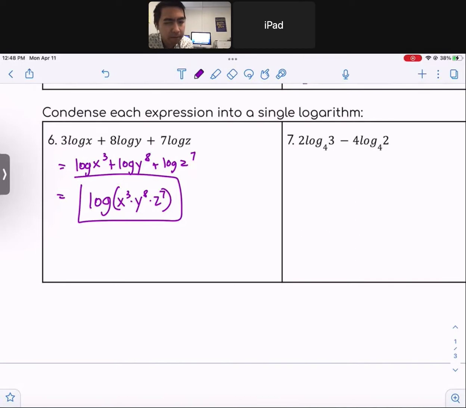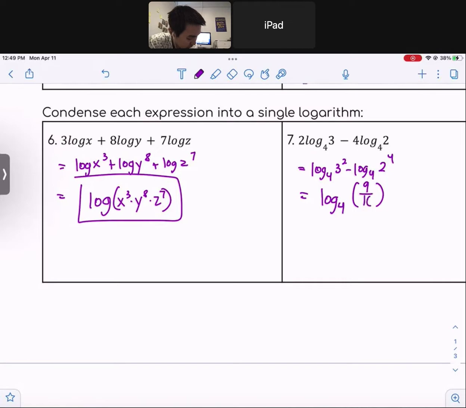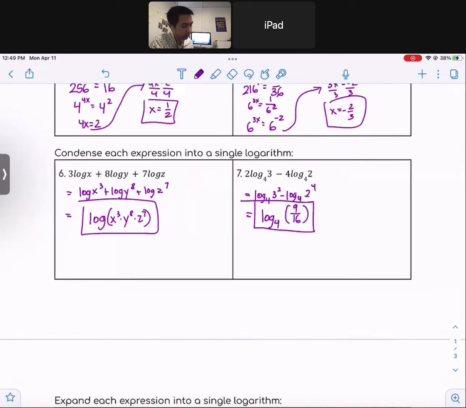Number 7. So you got to get the coefficient to be the exponent. So 3 to the 2nd minus log base 4 of 2 to the 4th. And now because it's a log minus a log, when you condense it, it's going to be the quotient rule. 3 squared is 9, and 2 to the 4th is 16. And that's your condensed version.